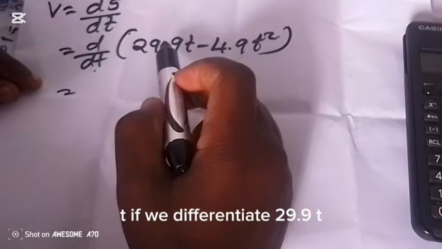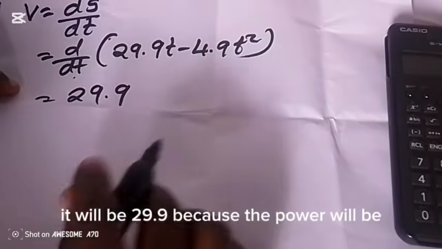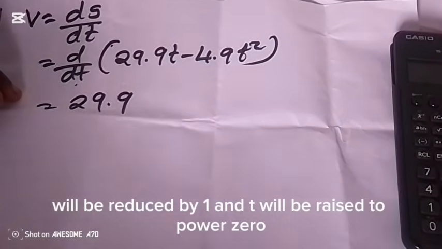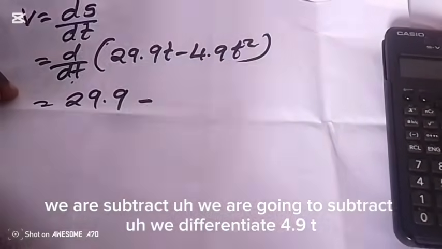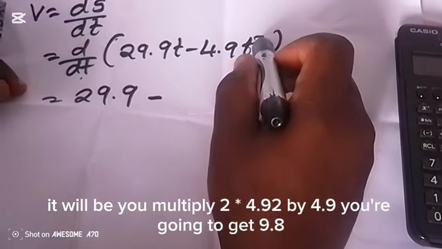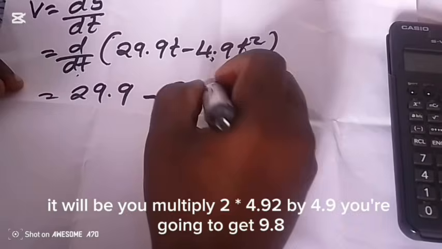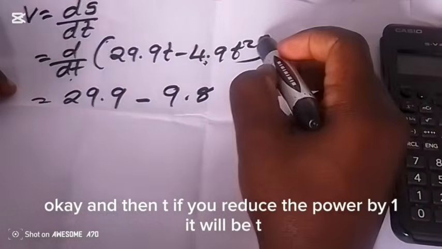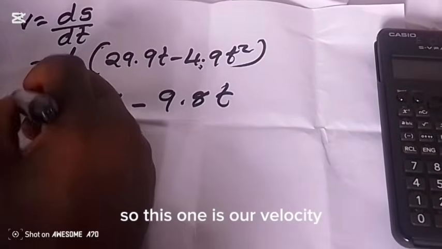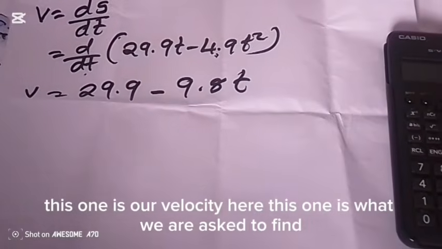If we differentiate 29.9t, it will be 29.9, because the power will be reduced by 1 and t will be raised to power 0. We are going to subtract. We differentiate 4.9t squared: you multiply 2 by 4.9, you get 9.8, and then if you reduce the power of t by 1, it will be t. So this one is our velocity, this is what we are asked to find.